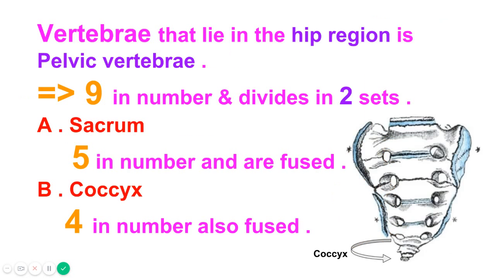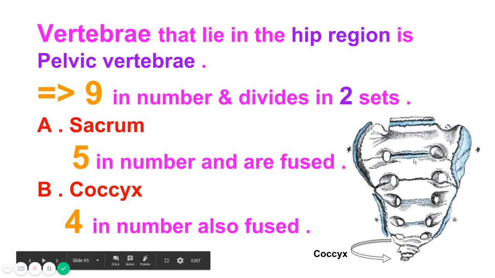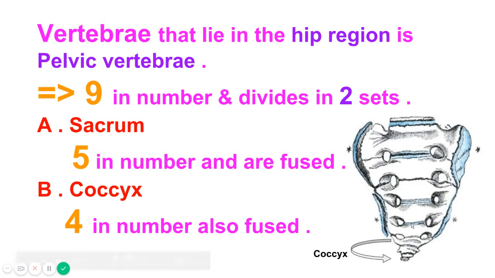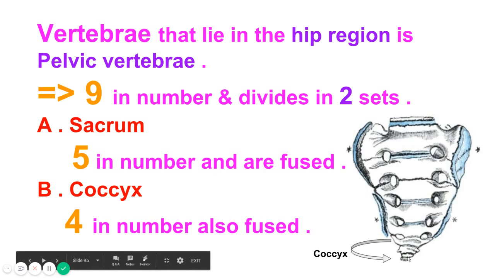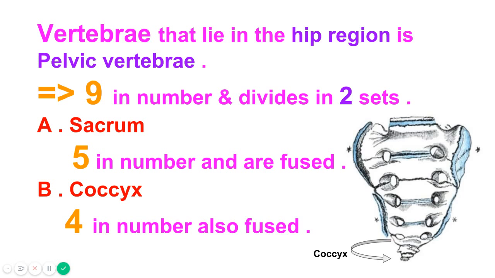Vertebrae that lie in the hip region is pelvic vertebrae. They are 9 in number and divide into 2 sets, that is sacrum and coccyx. Sacrum is 5 in number and these bones are fused, and coccyx is 4 in number and they are also fused. As you can see, 1, 2, 3, 4, and 5. This is sacrum, and 1, 2, 3, 4. This is coccyx, and it is also sometimes referred as vestigial tail.